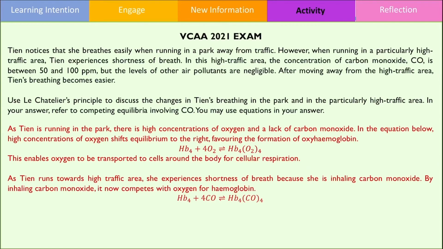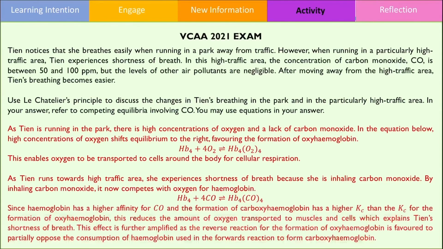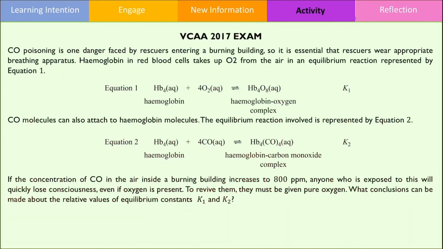For the last mark, I then talked about how oxygen and carbon monoxide compete with each other for hemoglobin, but because hemoglobin has a high affinity for carbon monoxide and the equilibrium constant for this reaction is greater, this favors the formation of carboxyhemoglobin, which accounts for Tien's shortness of breath. A similar question was also asked in the VCAA 2017 paper. In this question, we need to compare the equilibrium constants between the two equations and provide what conclusions we can derive from this particular question.